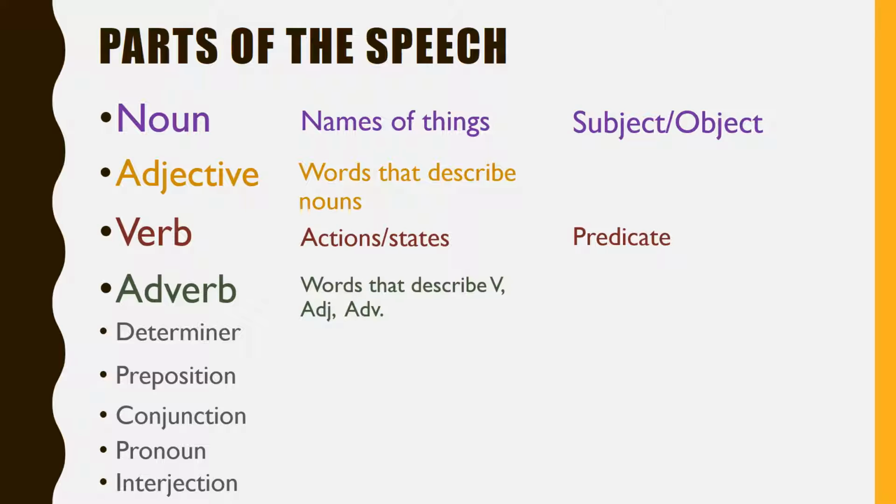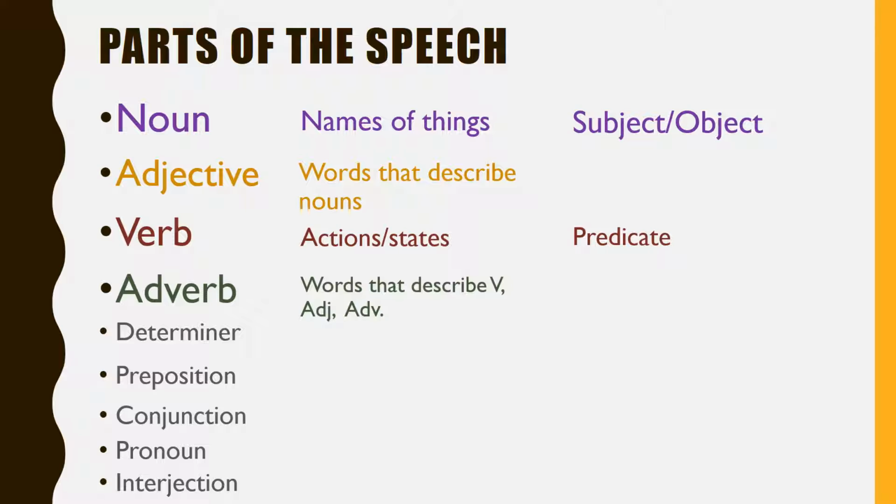Then we have adverbs, and these words describe the verb, the adjective, or other adverbs. So the ones that describe the verbs are adverbs of manner. Well, there are different types of adverbs, but mainly adverbs of manner and frequency, and also time and place.